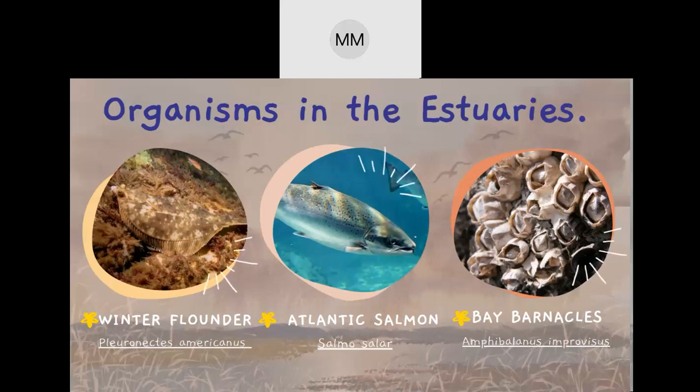So there are several organisms that can be found, and some of them: the first one is winter flounder, or its scientific name is Pleuronectes americanus. The second one is Atlantic salmon, or the scientific name is Salmo salar. And the last one is bay barnacles, or the scientific name is Amphibalanus improvisus. Okay, next.